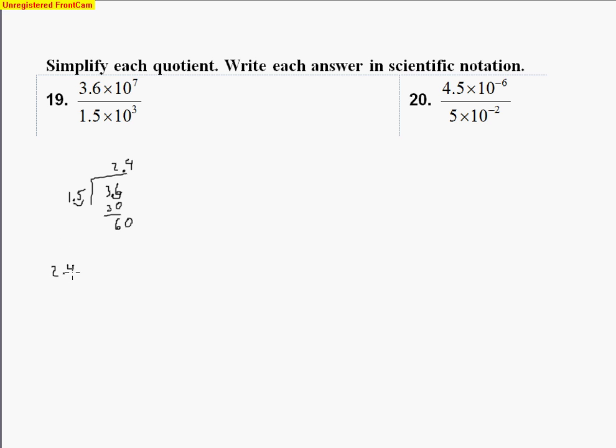And then you subtract the exponents, so times 10 to the 7 minus 3. That leaves us with 2 4/10 times 10 to the 4th power. Oops, I forgot that 10 in there, so let's do that: times 10 to the 4th power. So moving on to the next one, same sort of thing.